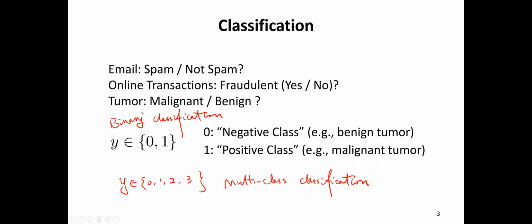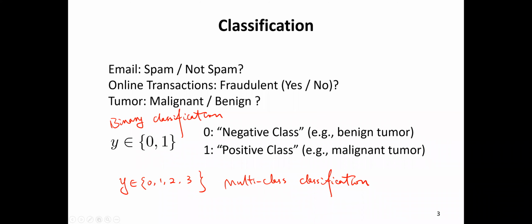And in addition to the binary classification, we also have multi-class classification. For example, you have multiple classes. So we have binary classification and multi-class classification.